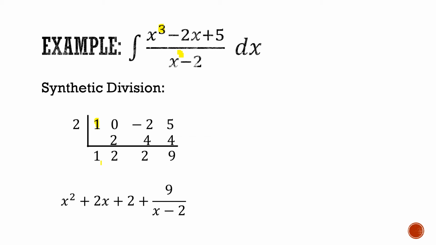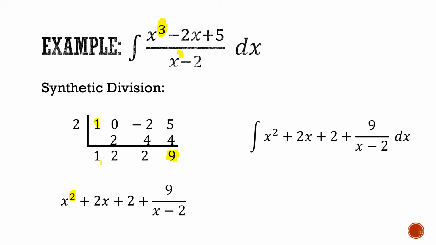over x minus 2. The key to this is remembering that whatever you started with, so we started with a cubic, your division is going to be 1 less, so that's how I knew my division started with a quadratic. And remember, this last number is always your remainder, and you divide that by what you originally were dividing by.